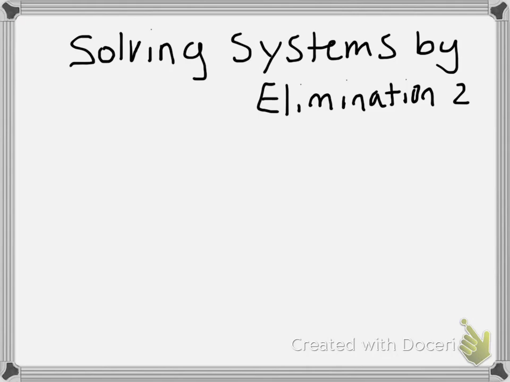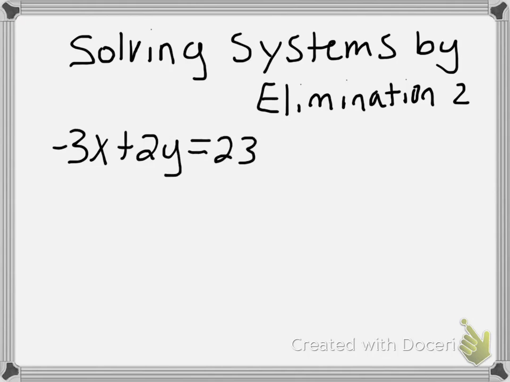So let's say we had negative 3x plus 2y equals 23, and 5x plus 2y equals negative 17. Okay, so this is very similar to what we did before.